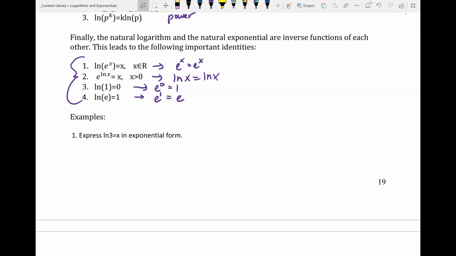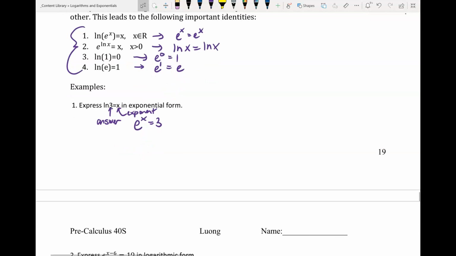So we want to express ln 3 equals x in exponential form. Our base is always going to be e. This is your answer, and this is your exponent. Very similar to your regular log form. So we're going to have e to the power of x is equal to 3, and that is ln 3 equals x in exponential form.